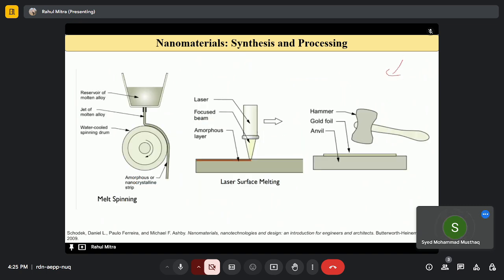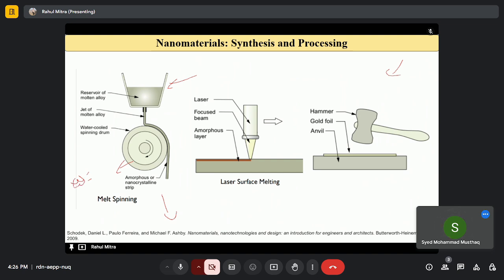So the first process is melt spinning. In melt spinning, we have a reservoir of molten metal. We have a tundish, and in the tundish we have molten metal, and the tundish is attached to a nozzle. The nozzle is nothing but a passageway through which the molten metal passes, and that molten metal is sprayed onto a rotating drum, which moves at a very high rotational speed, omega, which is the rotational velocity.